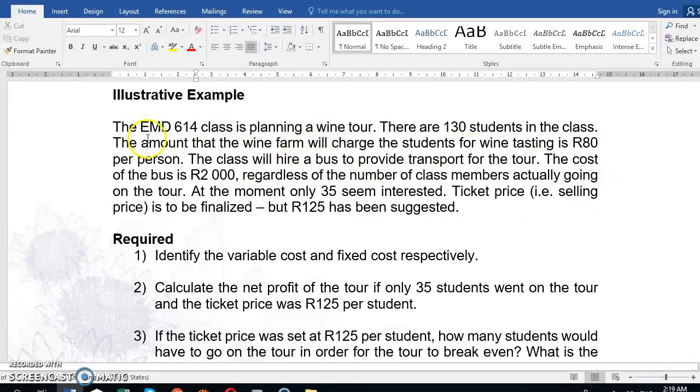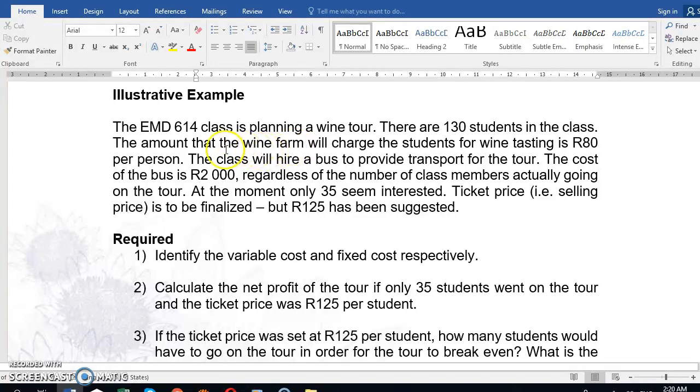It says the EMD 614 class is planning a wine tour. That's you guys. There are 130 students in the class. The amount that the wine farm will charge the students for wine tasting is 80 rand per person. The class will hire a bus to provide transport for the tour. The cost of the bus is 2,000 regardless of the number of class members actually going on the tour. At the moment, only 35 seem interested. Ticket price, i.e. the selling price, is to be finalized, but 125 has been suggested.